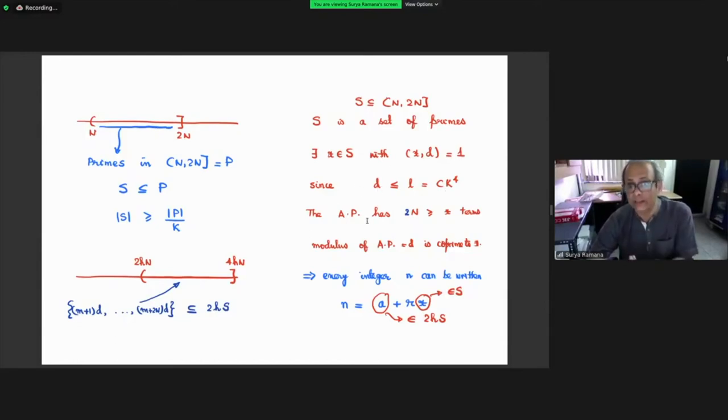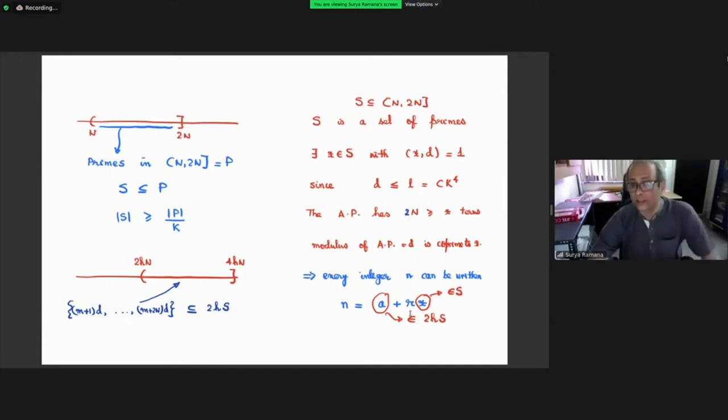So the net result is your arithmetic progression has a modulus which is coprime to an element of S. And the number of terms in this arithmetic progression is larger than this element of S, because the elements of S lie between n and 2n, whereas your arithmetic progression is between 2n and 4n. Therefore, you have an AP with a modulus that is coprime to a number and number of terms larger than that number. And so the arithmetic progression represents all distinct classes modulo that number x.